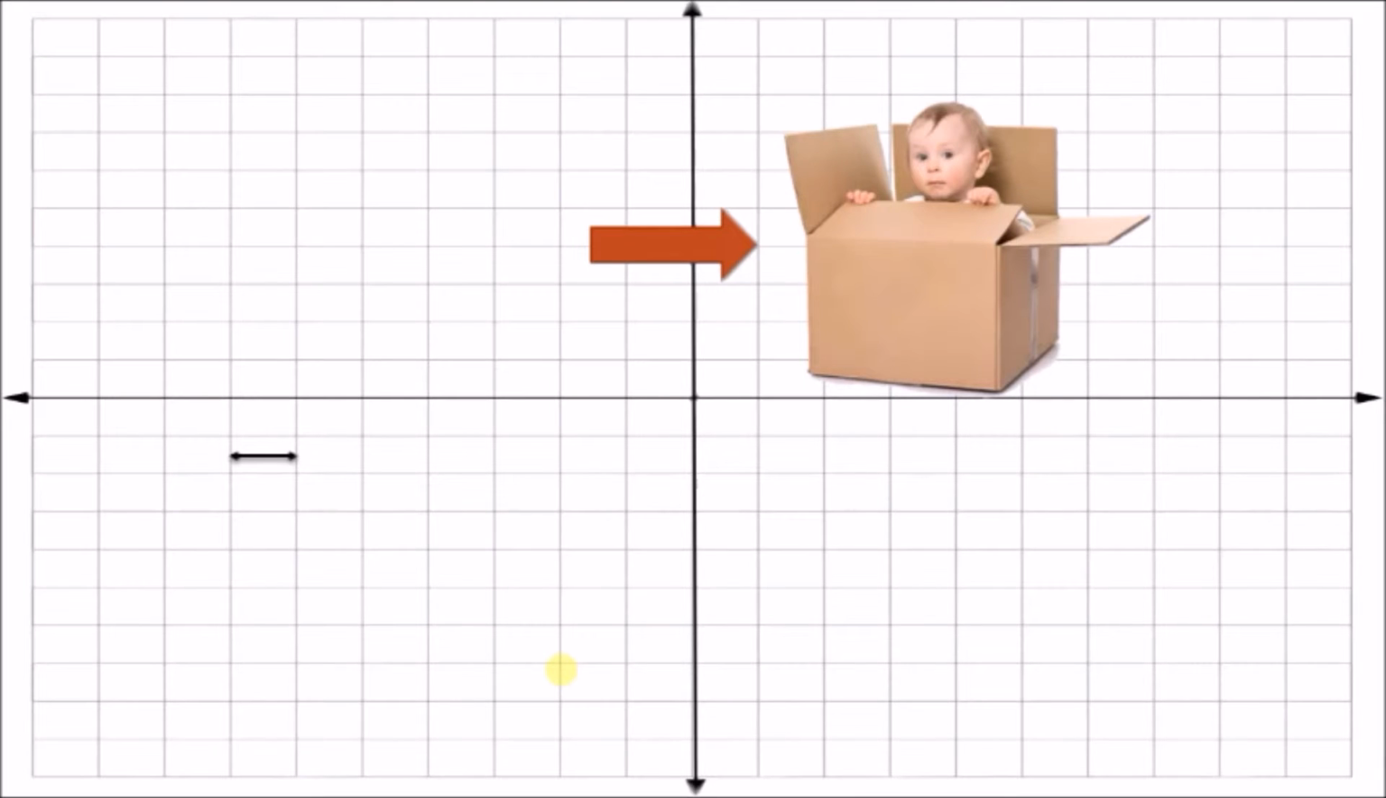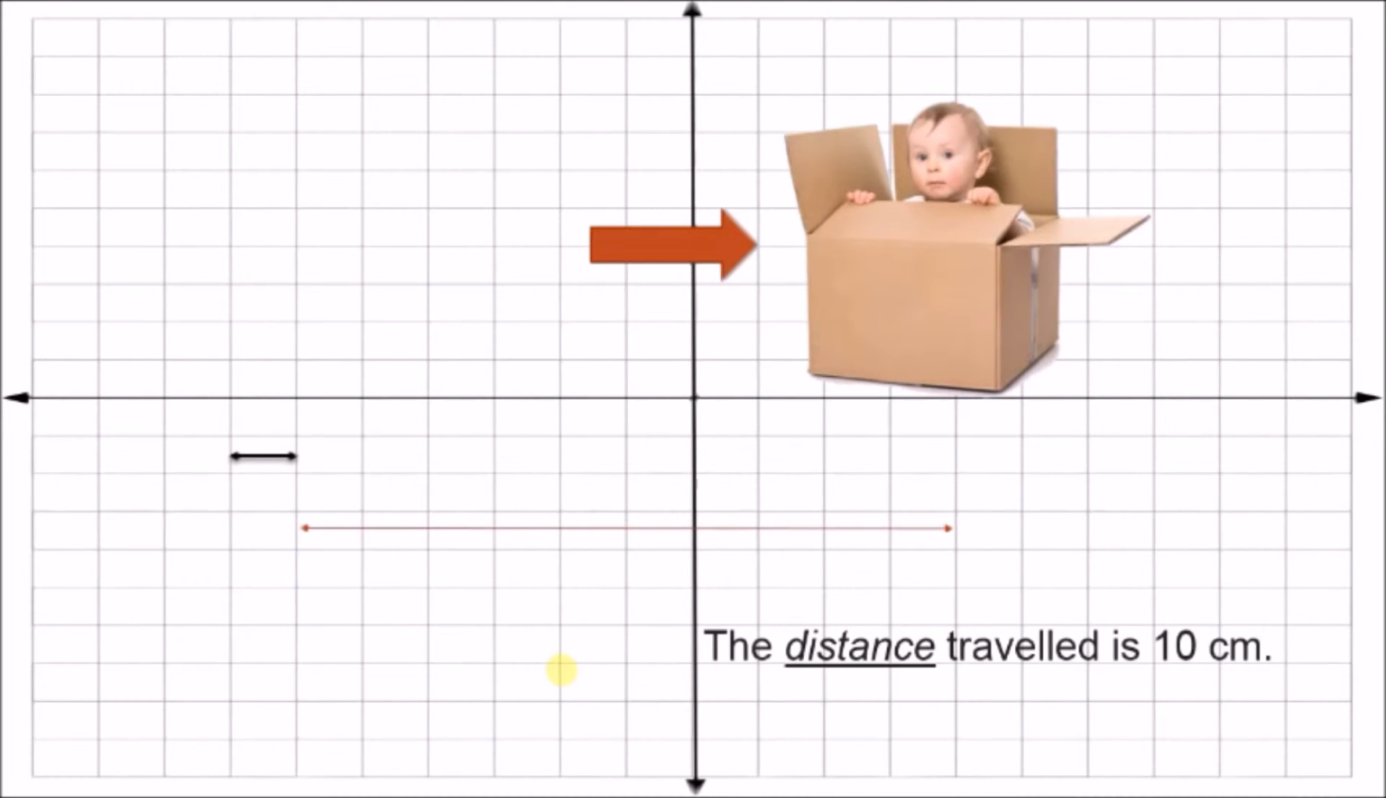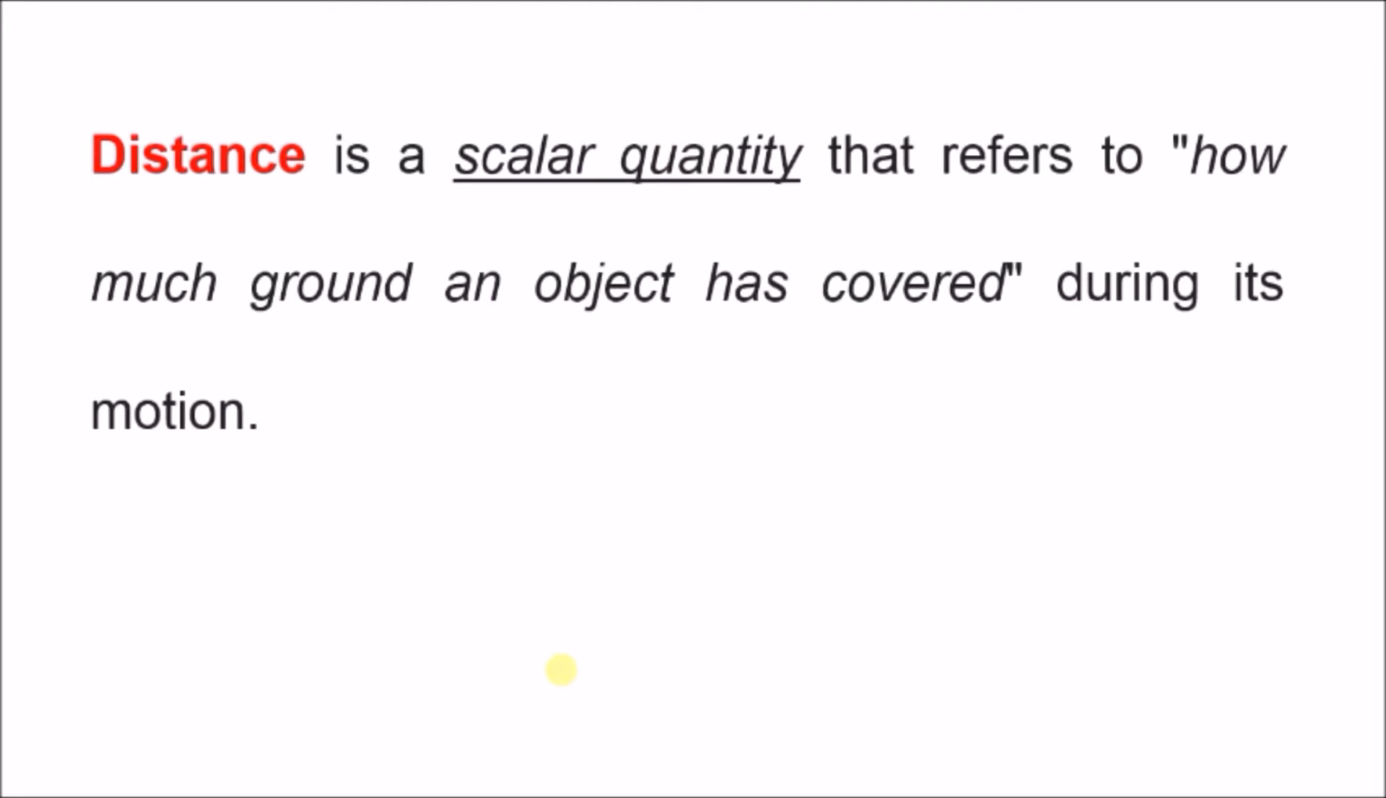The baby moved in a certain direction at a certain rate, but you actually don't think about the direction. It just moved. The distance traveled is around 10 centimeters. We are talking about distance here. Distance is a scalar. Now, that's the definition of distance. Distance is a scalar quantity that refers to how much ground an object has covered during its motion. Please write that down.